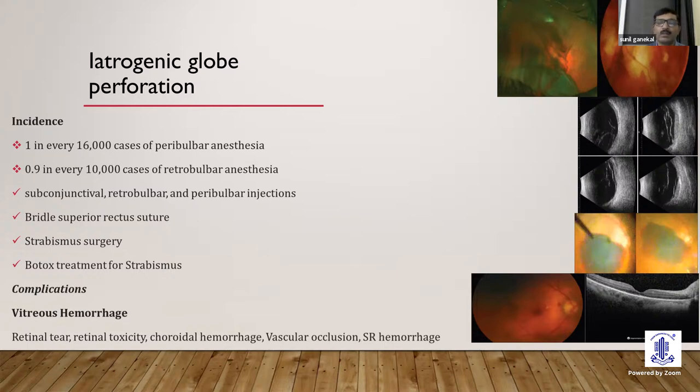The next commonest cause for vitreous hemorrhage after any anterior segment surgery could be iatrogenic globe perforations, which can occur secondary to either peribulbar or retrobulbar anesthesia. Sometimes periocular injections can cause globe perforations. Even the bridle suture which you take during cataract surgery can induce a globe perforation. In strabismus surgery, during recession procedures, when you take equatorial level sutures for fixation of the muscles, it can perforate and cause a bleed.